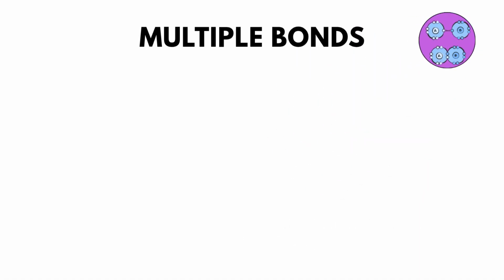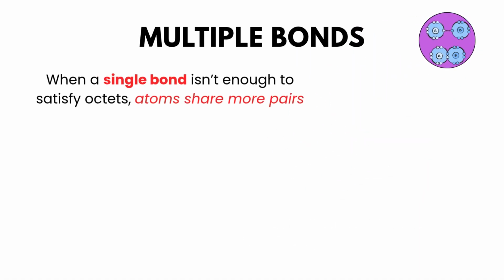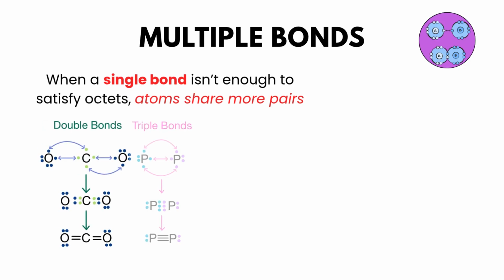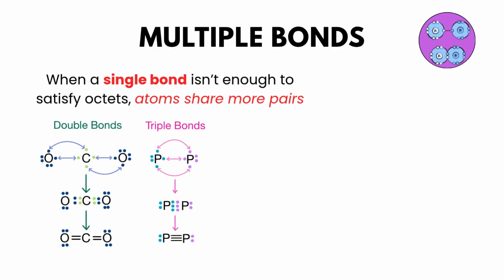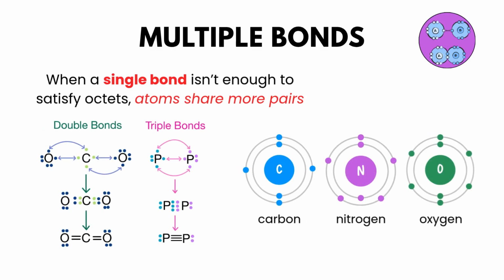Multiple bonds. When a single bond isn't enough to satisfy octets, atoms share more pairs. 2 pairs form a double bond, 3 pairs form a triple bond. This is common with carbon, nitrogen, and oxygen.